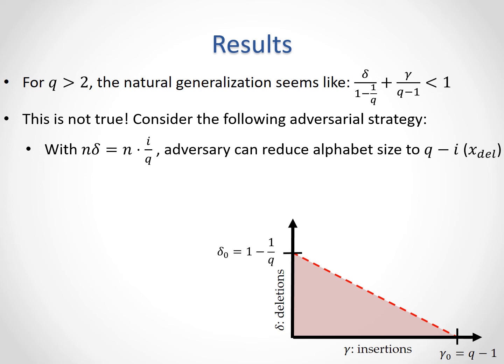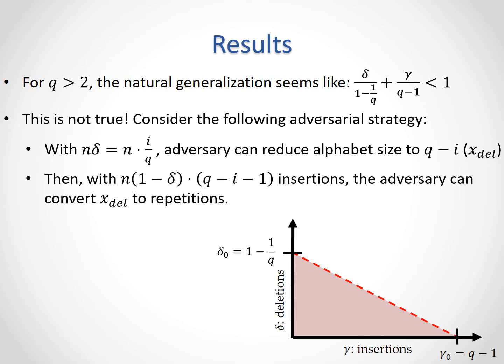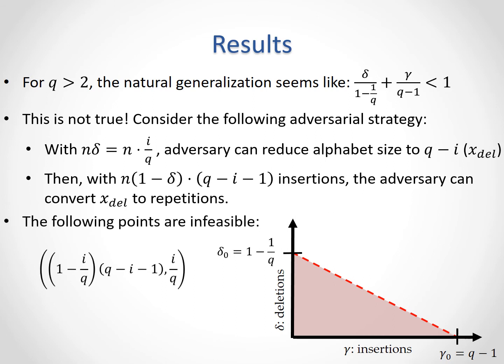q minus i. Now with n times (1 minus delta) times (q minus i minus 1) insertions, that is the size of the new string times the alphabet size minus 1, the adversary can convert this string into a repetition of the symbols of the new alphabet, as we showed in previous slides. This means that for every integer value of i between 1 and q minus 1, all of the points like this are not inside the resilience region. And in fact, these points lie on a second degree curve inside the proposed triangle.